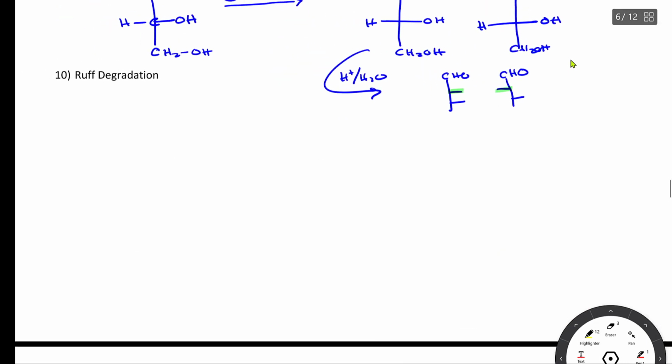The last thing to talk about is the Ruff degradation reaction, and this is the opposite process, not chemically opposite, but structurally opposite, where you take, let's say, a hexose and create a pentose out of it.